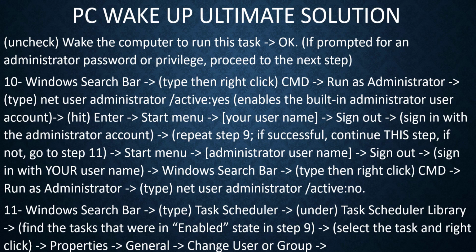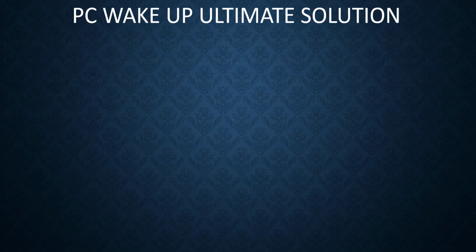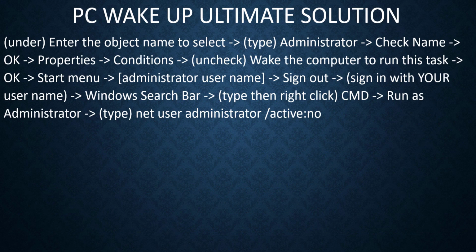Then under task libraries, we found a step tasks that were able to wake our computer, and then we decided to disable them. So we went to properties, general, change user group. Then we entered the object name. We entered the word administrator in the object name, then checked name, then clicked OK.